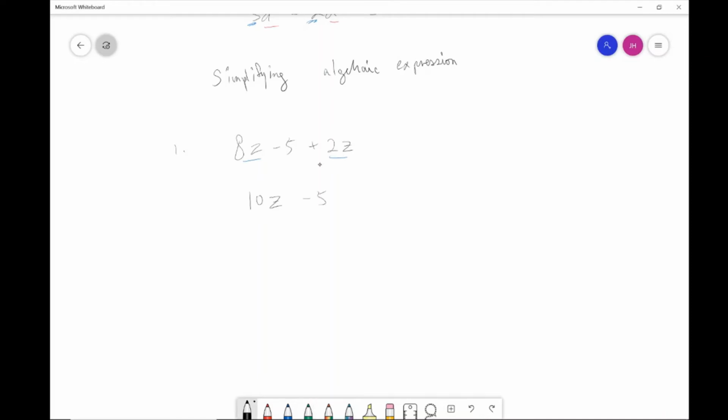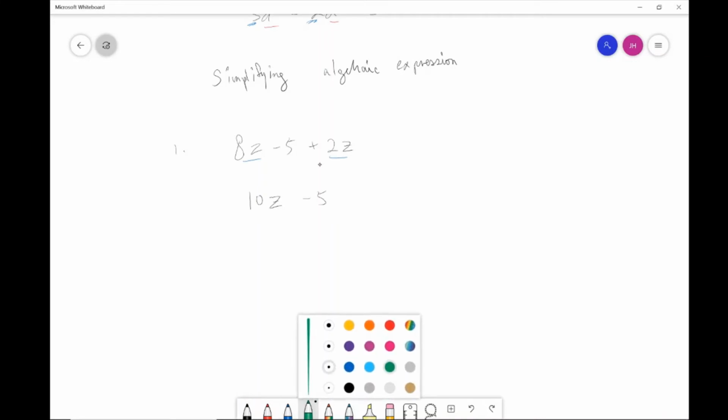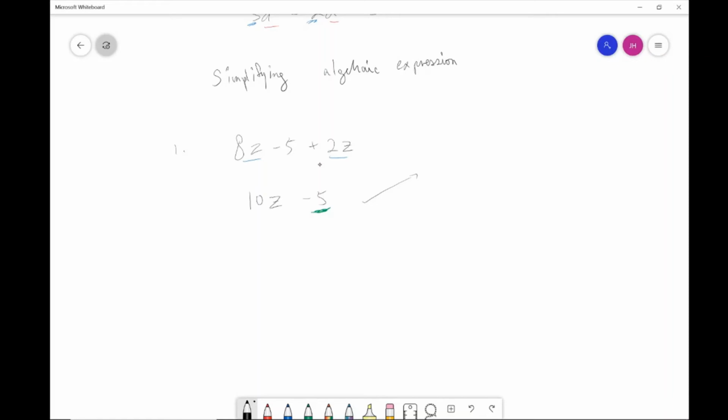And as a matter of fact, we always call the terms without any variable constant terms, which is a term that has no variable. Okay. Next, number 2, let's try this.